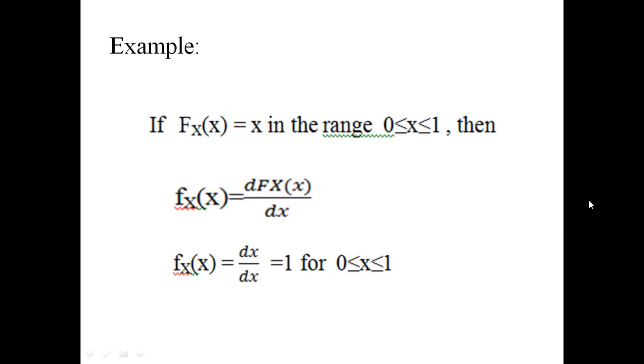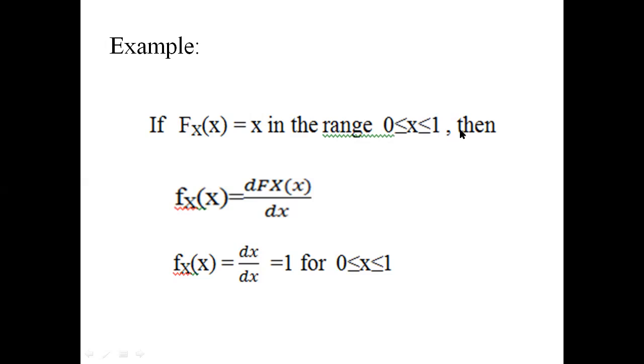Now we draw the plot for both. The distribution function is equal to x. How does the plot look? Suppose x is 0, then capital F_X(x) is 0. Suppose x is 0.1, then F_X(x) is 0.1. Suppose x equal to 0.2, F_X(x) is 0.2. If x equal to 0.7, F_X(x) is 0.7. That means this will be a linearly increasing graph up to the value 1.